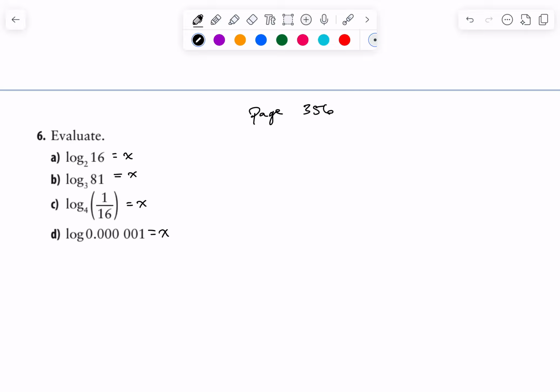Okay, so this is number 6 from your review, from page 356. What this one's going to ask us to do is evaluate for what the exponent would be to make this statement true. So 2 to the what would have to give me 16, or 3 to the what would give me 81, and so on. That's the relationship between logarithms and exponentials, right?